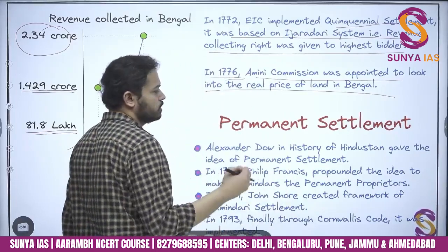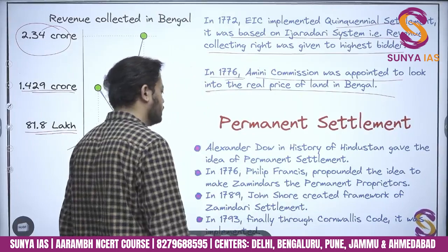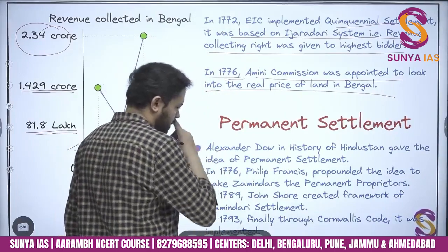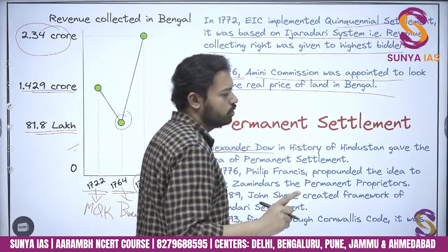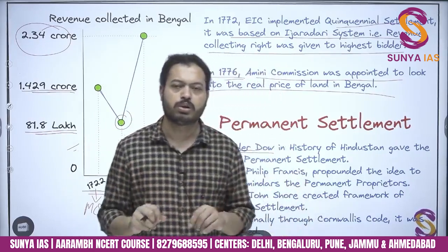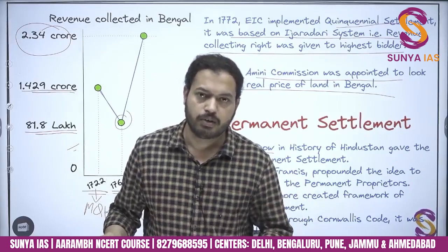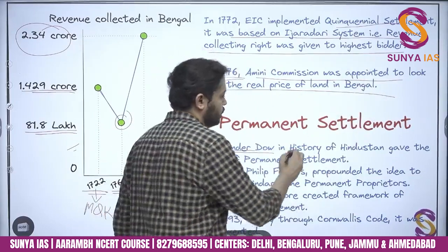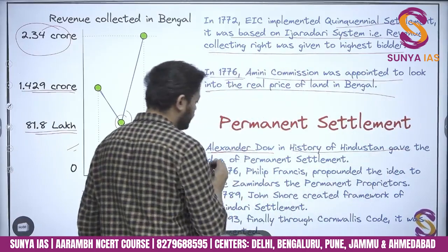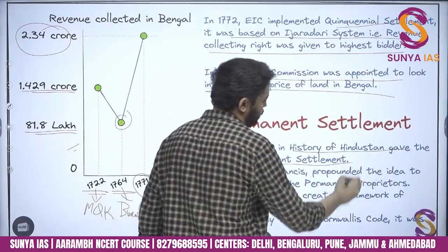There was a British civil servant in Bengal. His name was Alexander Dow. Okay, Alexander Dow. So he wrote a book about the history of Hindustan, in 1777. And in that book, History of Hindustan, he gave the idea of permanent settlement.